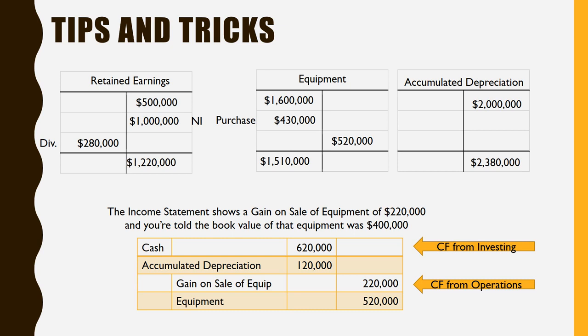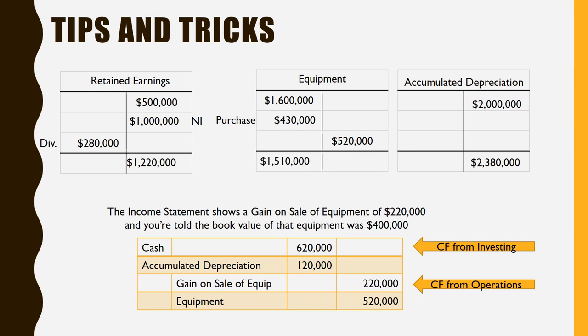So that's $620. That gain on sale is a non-cash transaction, and so that was on our income statement and increased our net income. So we're going to need to decrease our net income by the $220 to get the cash flow from operations. So you need to do the journal entry because the cash goes under the investing side, whereas the gain adjusts your income.